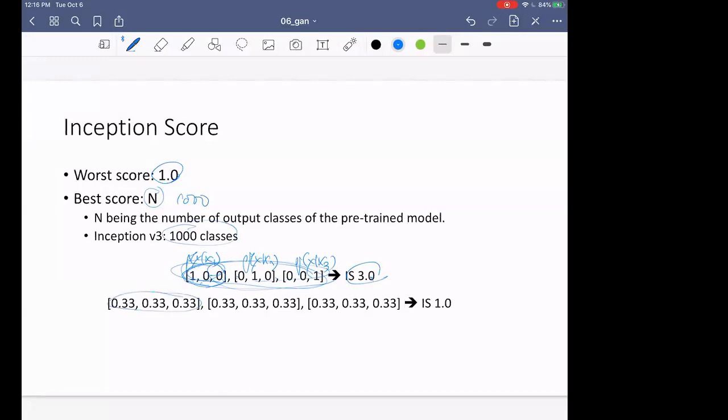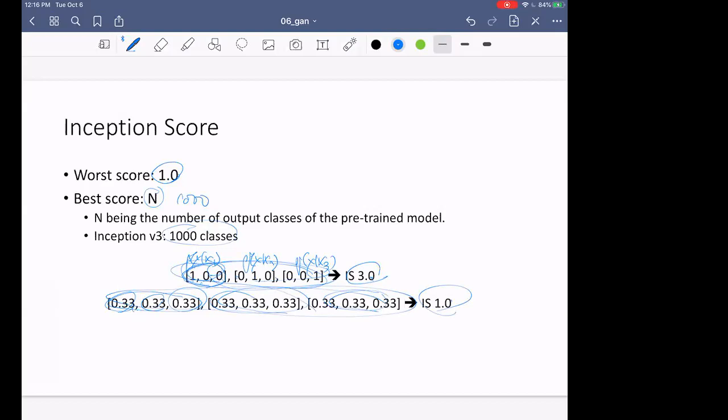On the other end, the worst score that you can get is when you have distributions like this. Individually, it's high entropy. It could be this class, this class, this class. They have the same probability assigned to all different classes. And overall, marginally, they're the same probability. In that case, you have the worst score, which is 1. So the inception score will be 1. So this is the intuition, the principle or motivation behind the inception score.